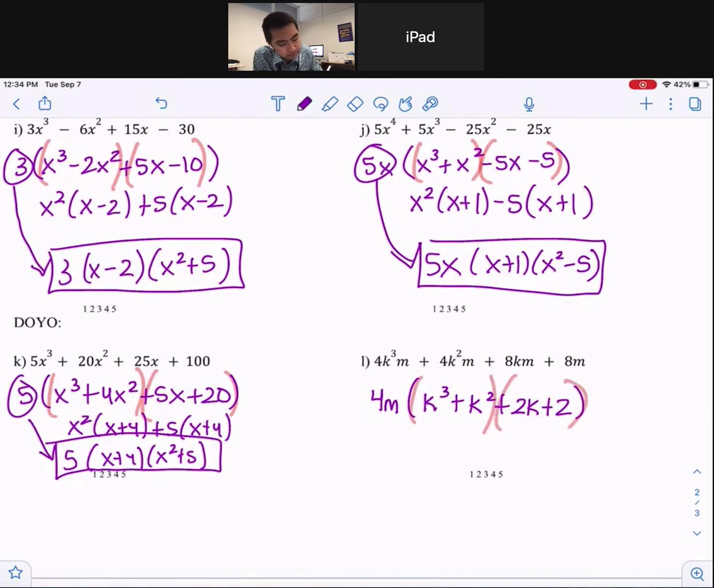Group. Drop the 4m for later. Factor out k to the second for both to get k plus 1, and factor out a 2 from both to get k plus 1. K plus 1 times k squared plus 2.